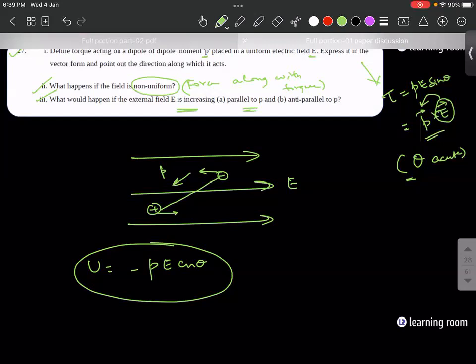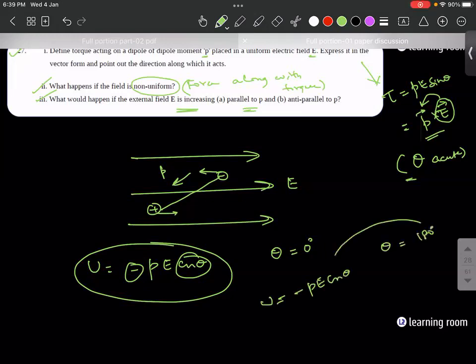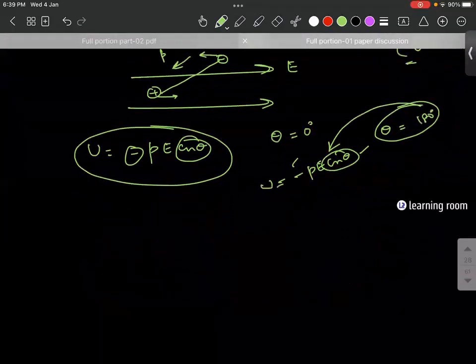So when is it said to be in its stable equilibrium? When energy is minimum. So for energy to be minimum, it should be negative. So theta should be 0 degrees. If U is equal to minus PE cos theta, and the energy is maximum, if you put 180 here, cos 180 will give you negative. Negative of negative will become positive. Energy will become maximum. So that is why we say 180 degrees is the condition for unstable equilibrium, and 0 degrees is the condition for stable equilibrium.